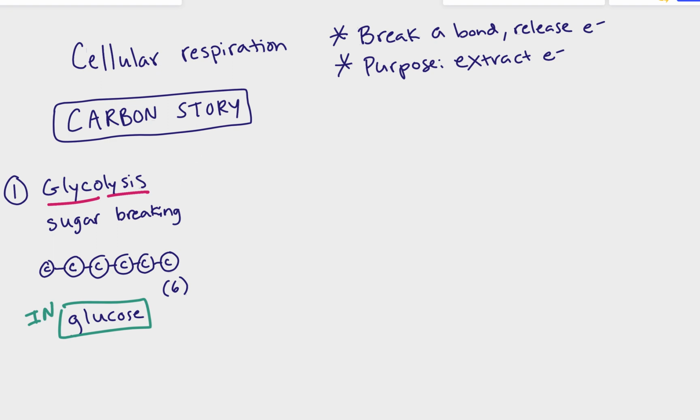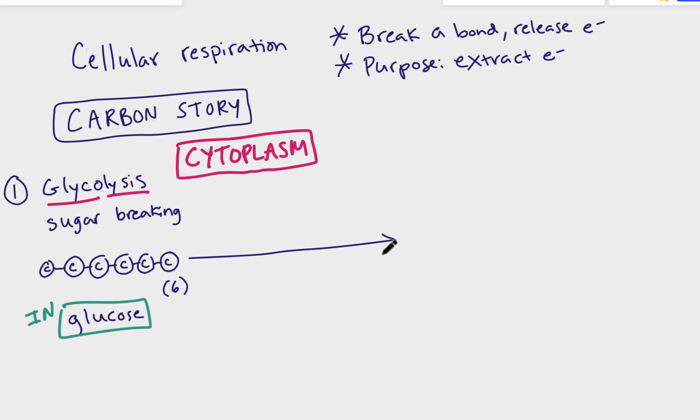Glycolysis is happening in the cytoplasm of the cell. That's the part of the cell that is not any of the compartments. It's the kind of goo part, the interior. So what happens when we break the bond? We know we can extract electrons. So how are we going to do that?